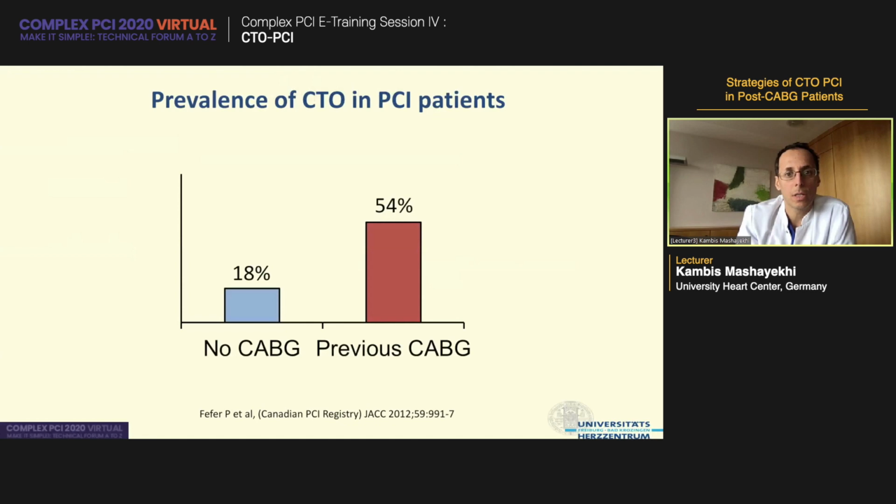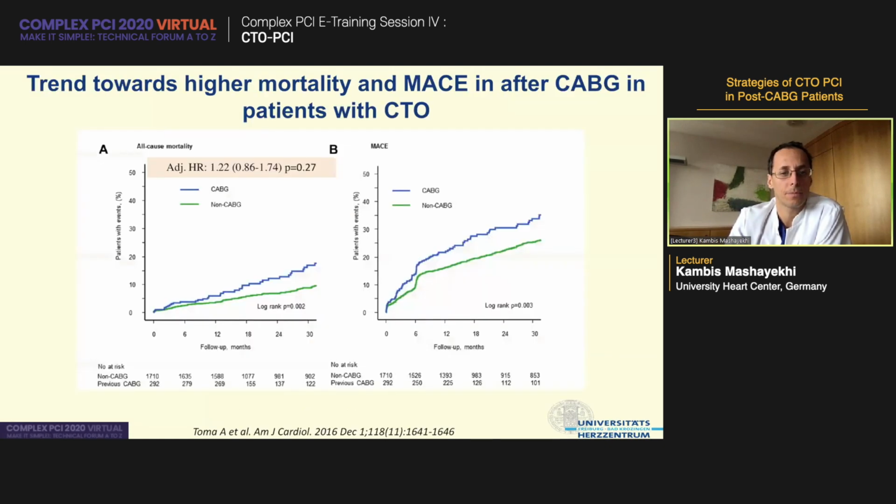So the prevalence of CTO in CTO-PCI patients, once the patient gets an angiography after CABG, is about 45%, right? So over more than 50%. And so once the patient becomes symptomatic after CABG, there is a very high likelihood that you find a graft failure and the patient may have a CTO. So in more than half of the cases.